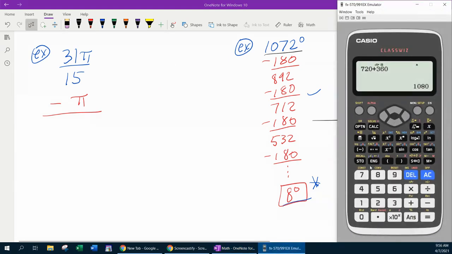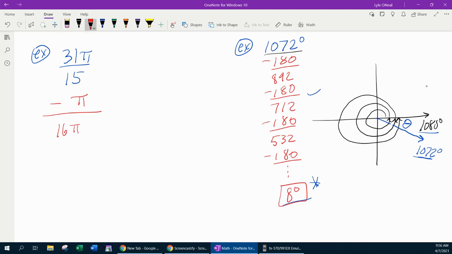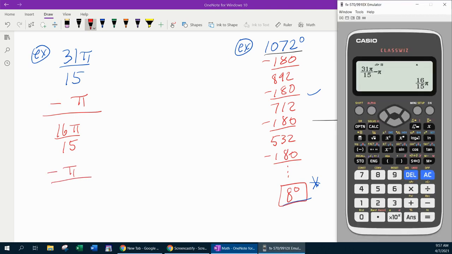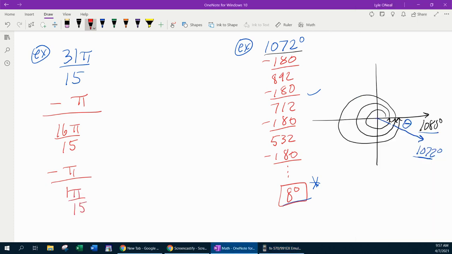So let's try this. And again, the Casio makes this super easy. With the fraction button, we can go 31 pi over 15 minus pi. And it's going to give our outcome in terms of pi, which is freaking sweet. So that's going to be 16/15 pi, or you could say 16 pi over 15. Notice that that fraction is improper, so that cannot be less than pi over 2, which is 90. So we're going to have to minus pi again. And here we just hit minus pi again. And that gives us 1/15 pi, which would be pi over 15.